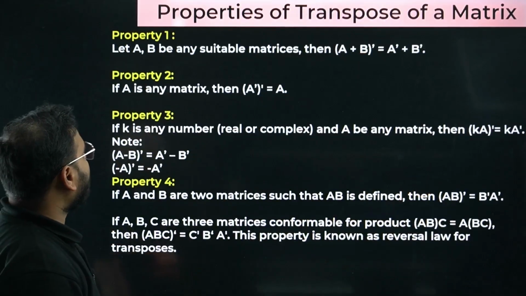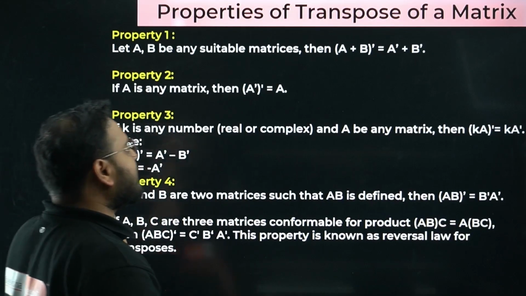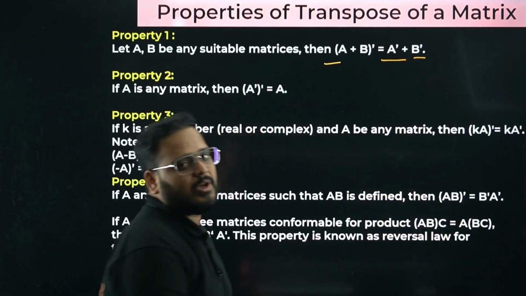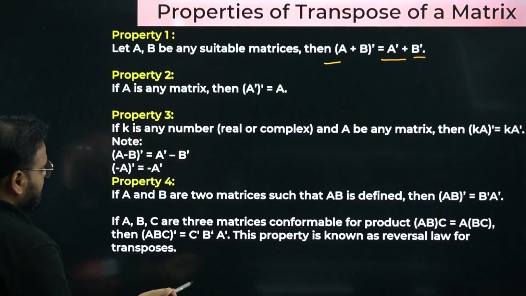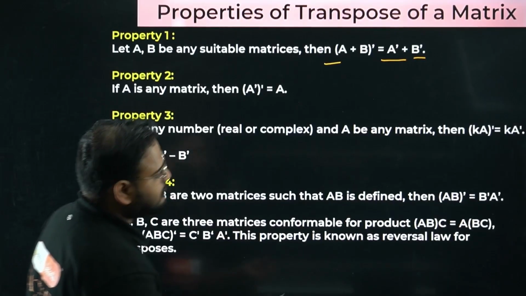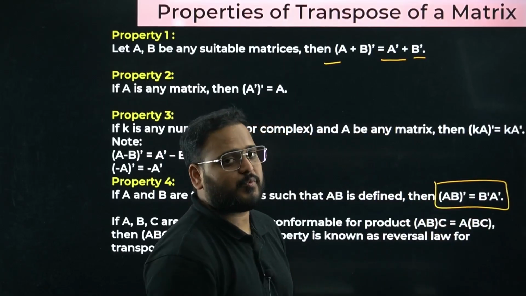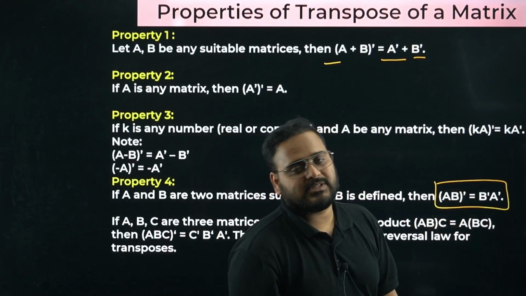Properties of the transpose of a matrix. What is the first property? A, B be any suitable matrices. Then (A plus B) transpose is simply A transpose plus B transpose. Individually we can do that. Whenever it is a product, that changes. Please check here. If you have (AB) transpose, it will become B transpose A transpose. It will become B transpose first, then A transpose. It's the multiplication of matrices.